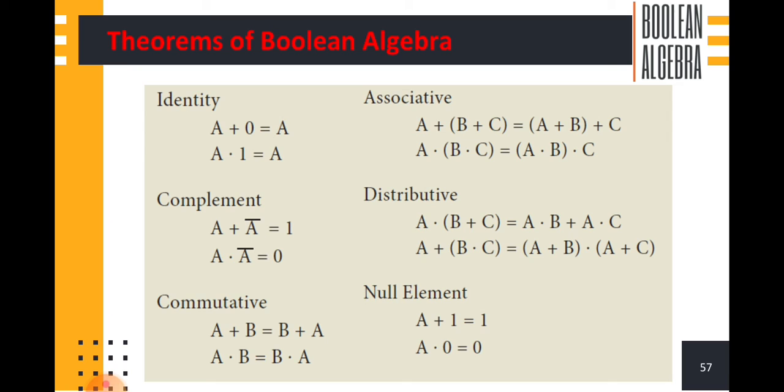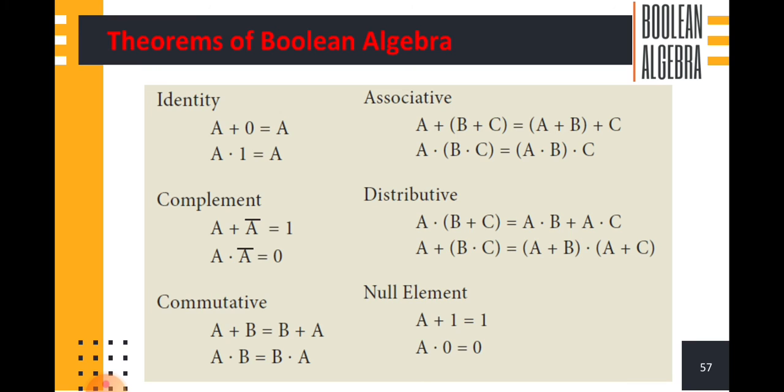And then the second distributive law is A plus B into C. Now we can multiply the elements as A plus B into A plus C. Okay. So these are the two distributive laws. We distribute the multiplication operator and the addition operator through these equations. Okay. And then the null element.